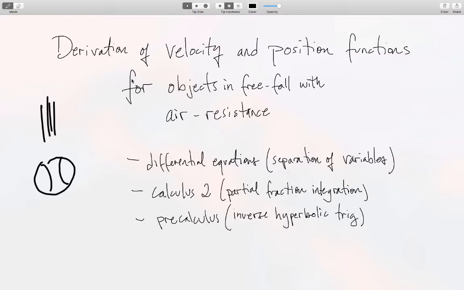So I'll go through the derivation, hopefully in a real thorough step-by-step process, so you can really make some connections to these earlier topics of Calc 2 and Pre-Calc. And this is meant for a differential equations course. Okay, I will start with the idea that force is mass times acceleration.